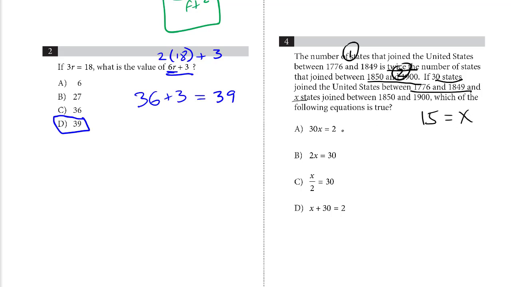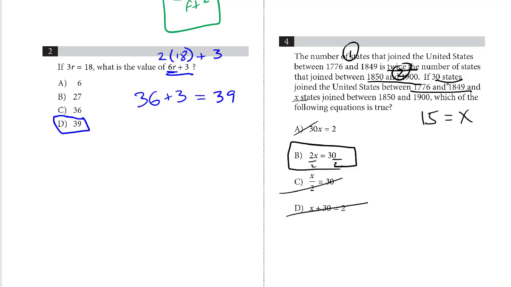One way to answer the question is to look at which answer has 15 when you solve for X. Well, X for A is 2/30. That's not it. For B, dividing by 2 on both sides, X is 15. That's your answer. B is going to be correct. C, X is 60. That's not right. D, X is minus 28. That's not right. So that's one way to answer the question.